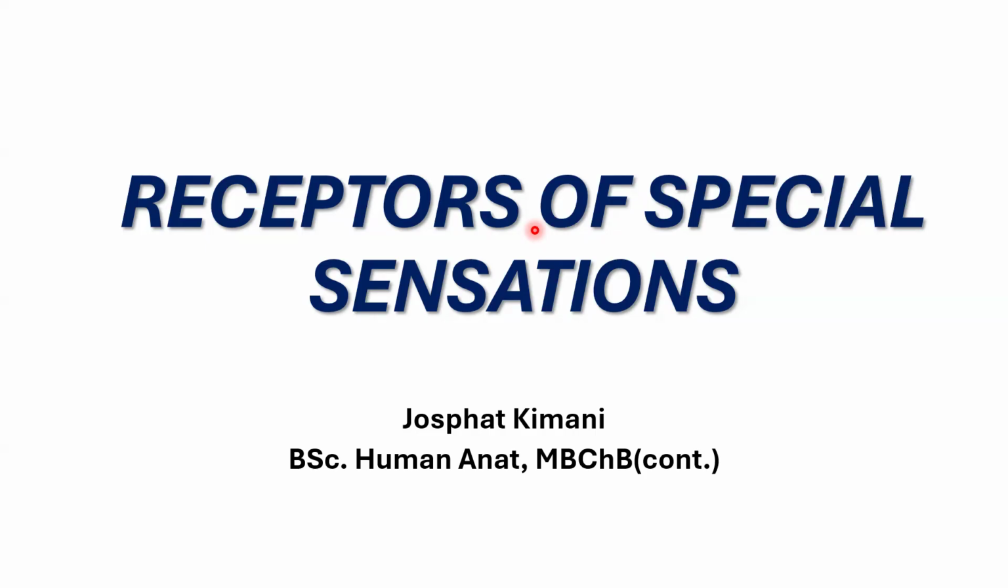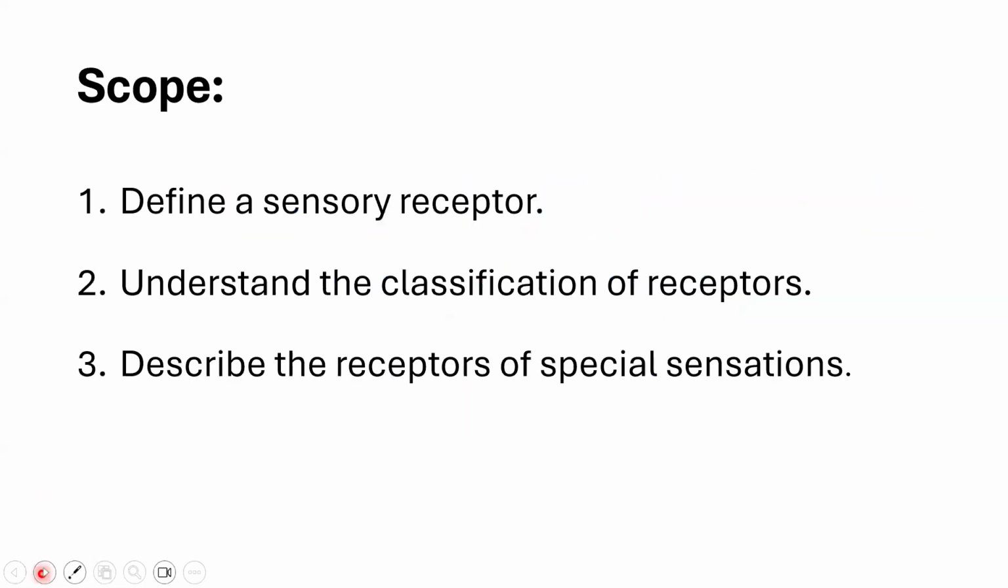Remember, our last video was on receptors of general sensation. So let's go to the scope for the session today. We are supposed to define what a sensory receptor is. We're supposed to understand the classification of various receptors, but for objective number 2, I will kindly refer us to our last video on general sensation, where we discussed the receptors and their classification in terms of functional classification and also structural classification. And for today's session, we're going to describe the receptors of special sensation.